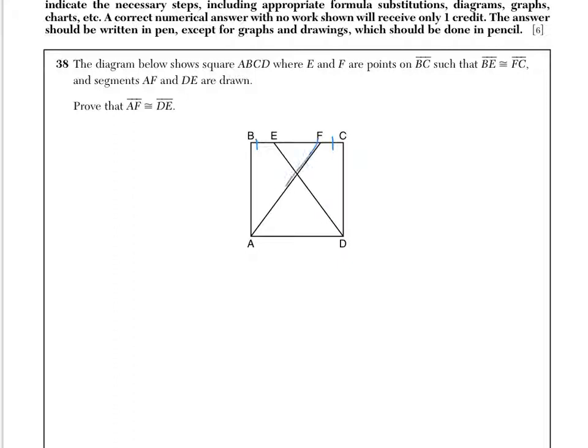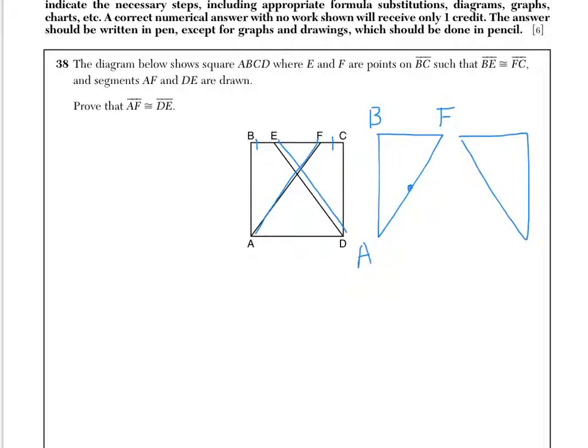So we want this piece to be congruent to this piece. So it looks like in order to do that, I need to prove triangle BFA needs to be congruent to triangle CED, because we want AF to be congruent to DE. So again, I'm just going to write: need triangle ABF congruent to triangle DCE.